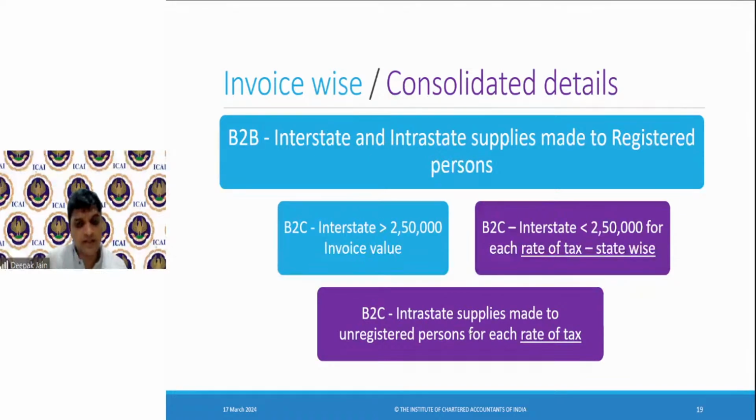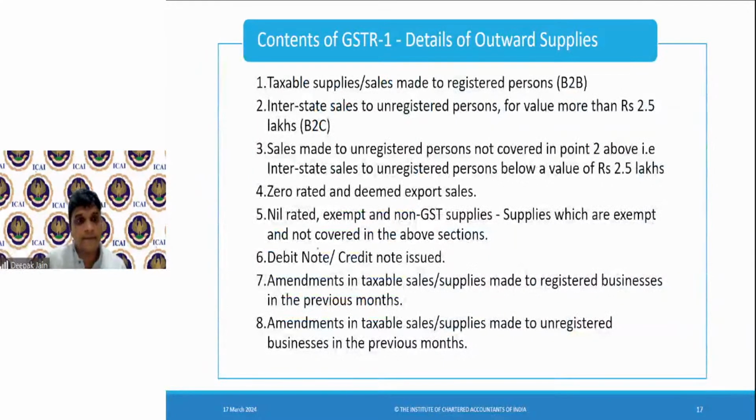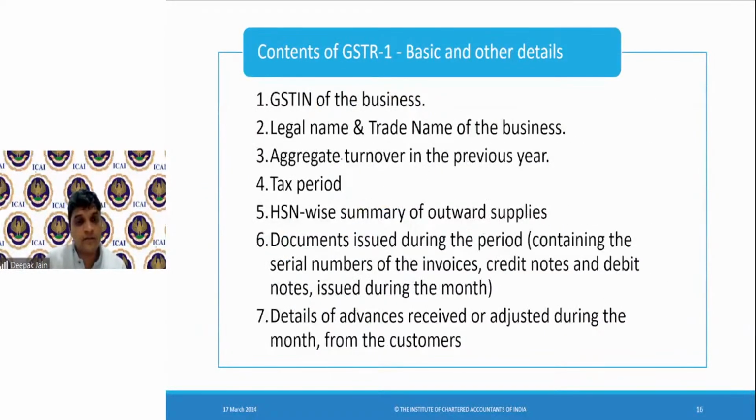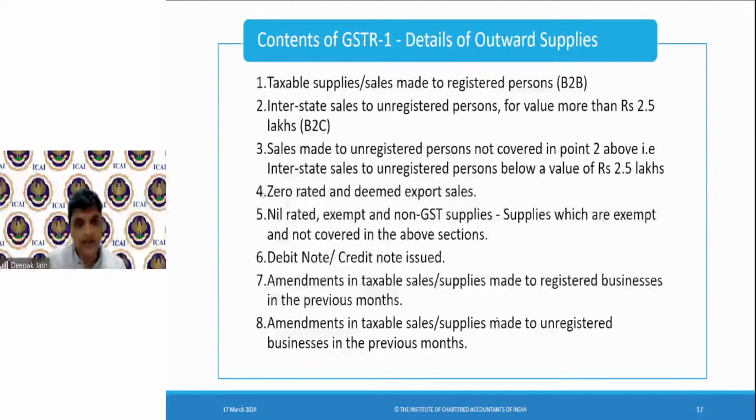Contents point number 3. Is it for B2B supplier? Aggregate turnover in the previous year, is it this? Aggregate turnover of previous year will be for everybody. And point number 3 is where you're making sale to unregistered person, not covered in point 2. That is what we are explaining in this reporting. Clear?